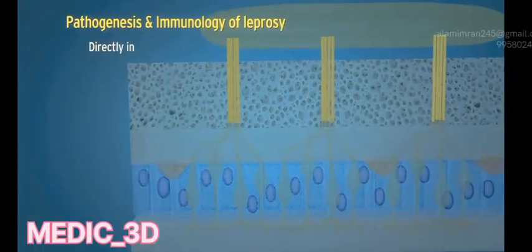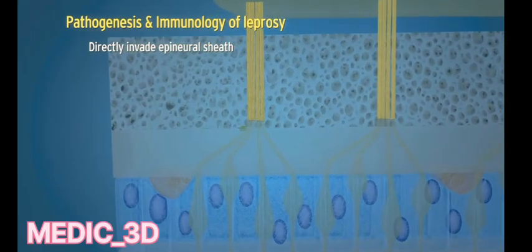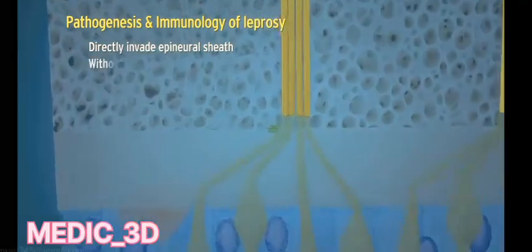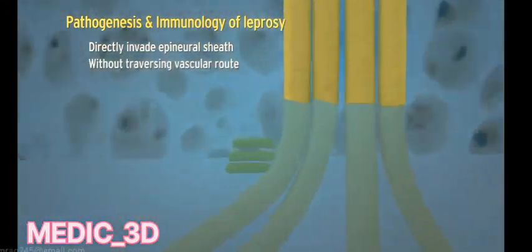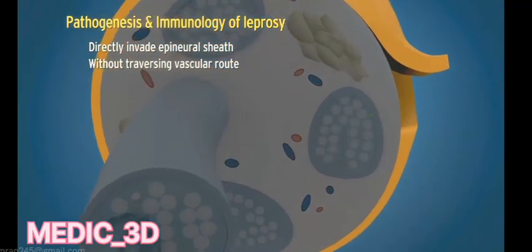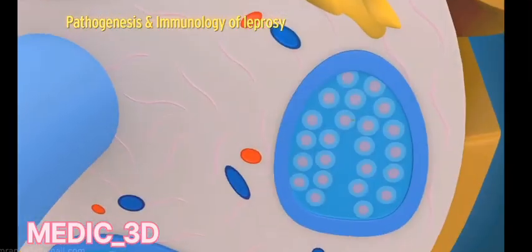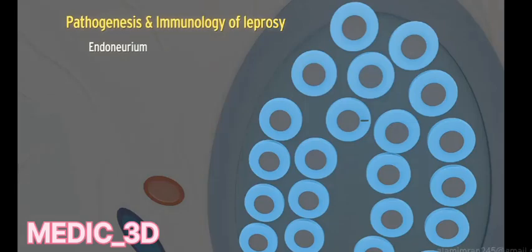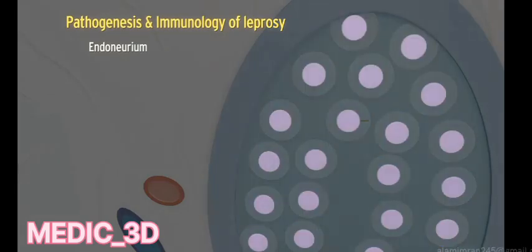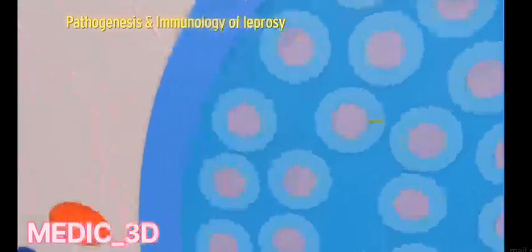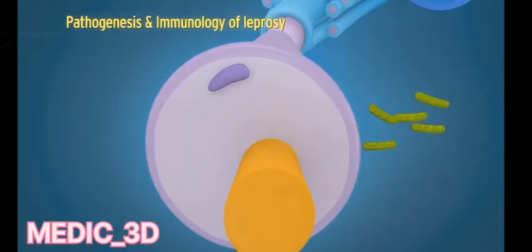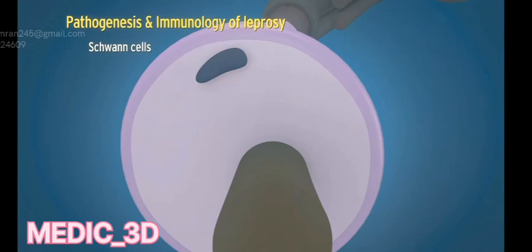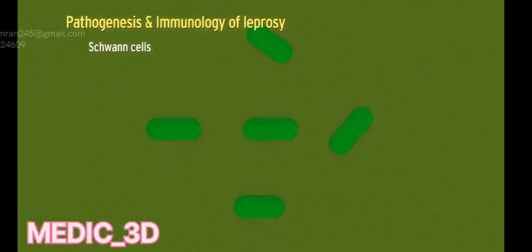Then they directly invade the epineural sheath of nasal sensitive fibers without traversing the vascular route. They reach the endoneurium, the innermost layer of the nerve fiber which surrounds the axons. Mycobacteria eventually invade the Schwann cells and start multiplying very slowly.